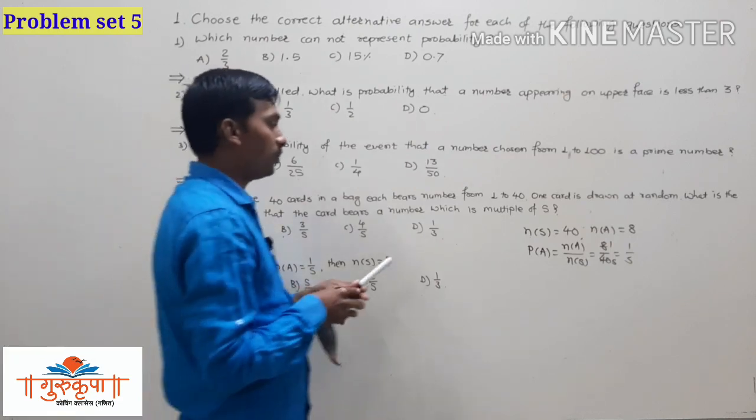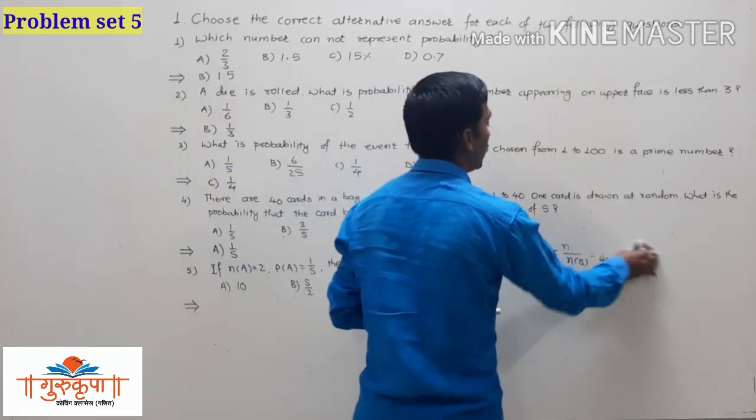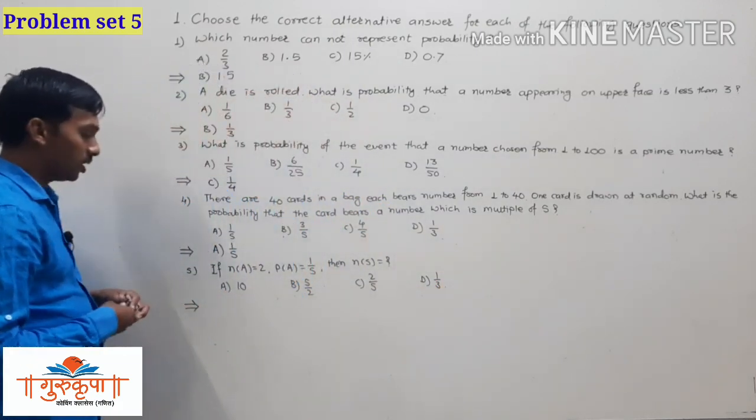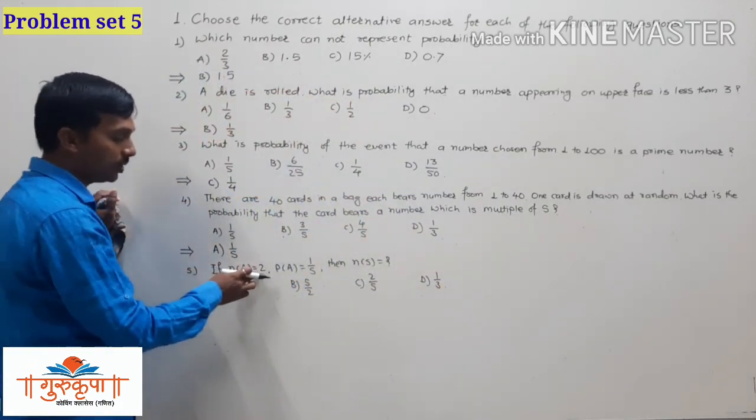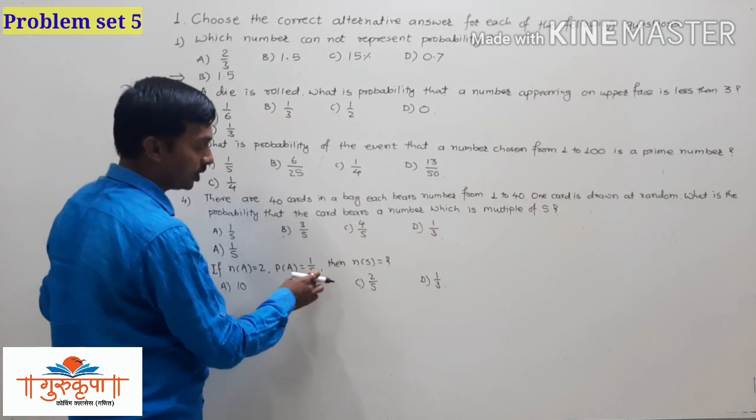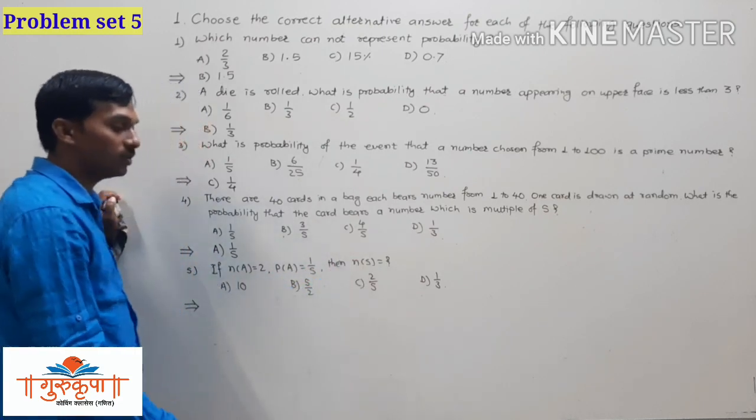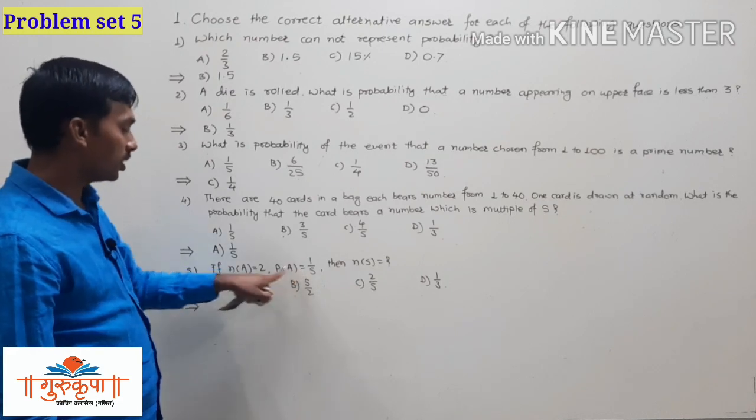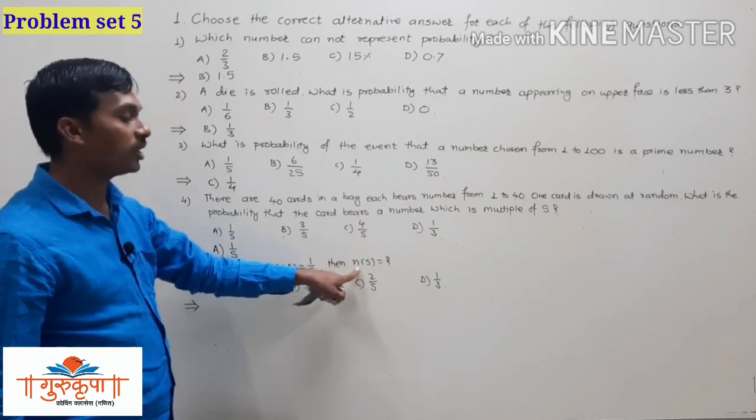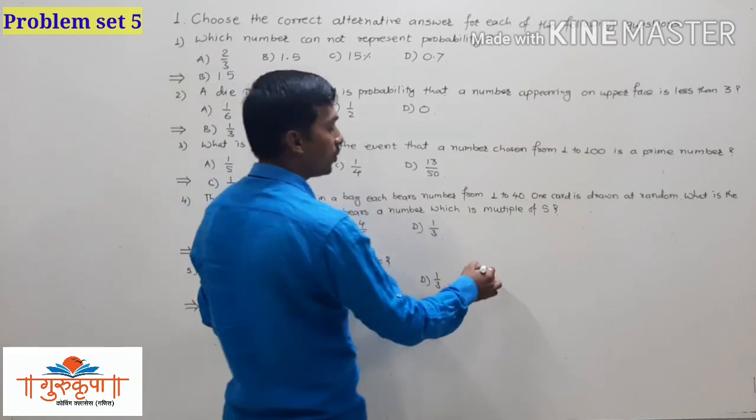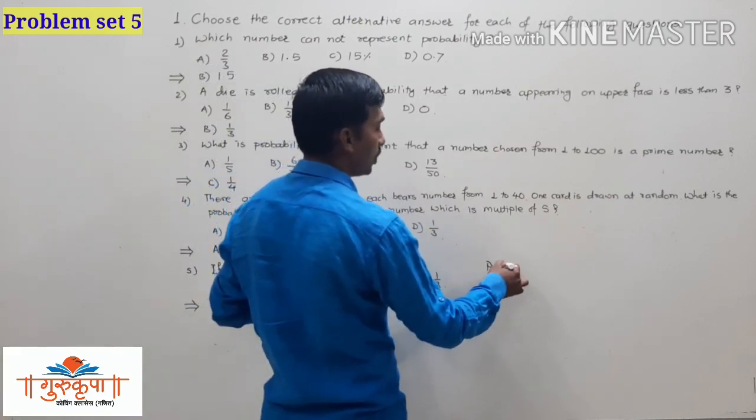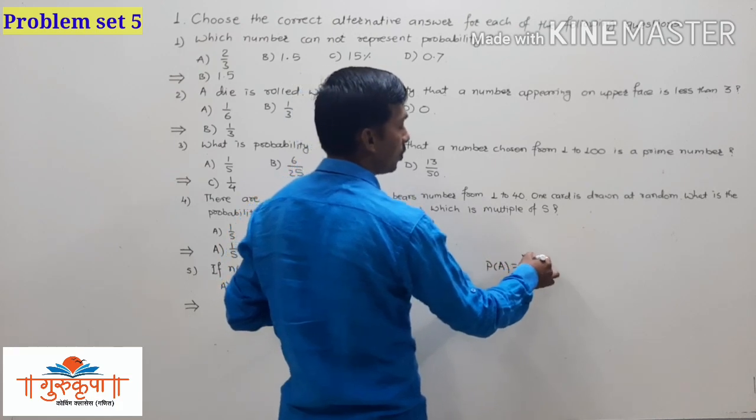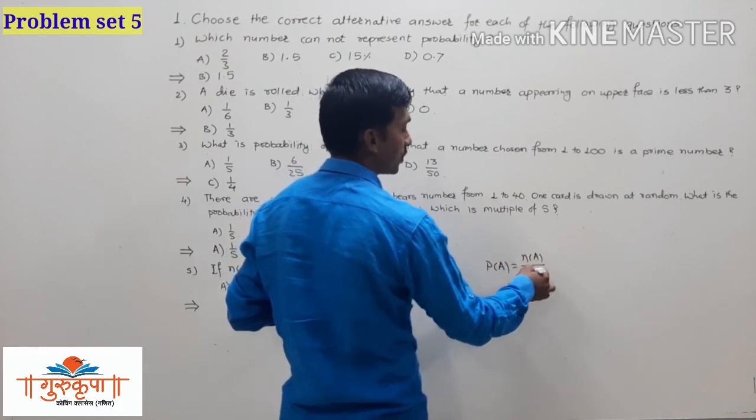And the last example, last question, question number 5. Number of A is given as 2, probability of A is given as 1 upon 5, and we have to find the number of S. Now the probability is given, number of A is also given, we have to find number of S. So we write the formula first: the probability of event A is equal to number of A upon number of S.